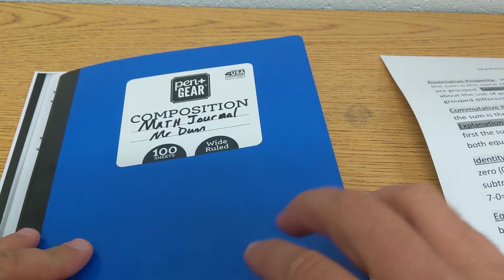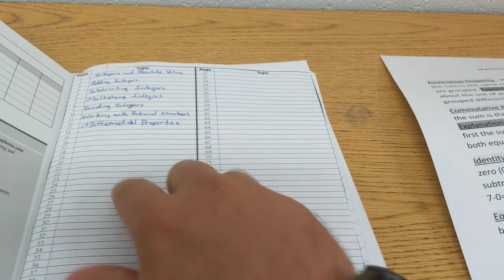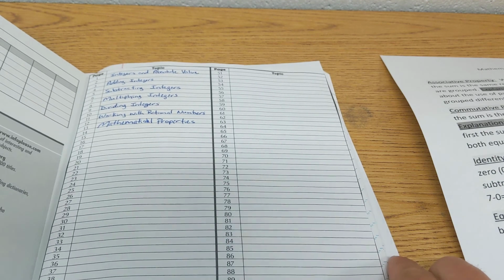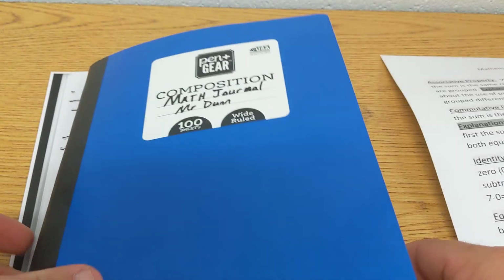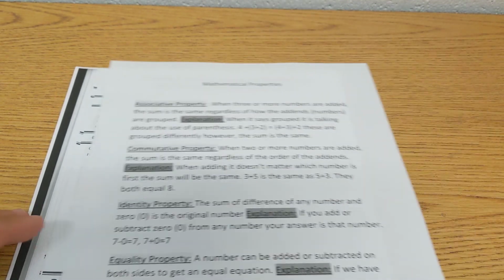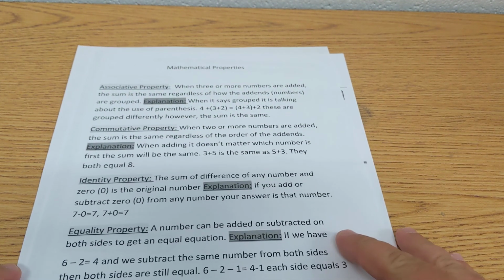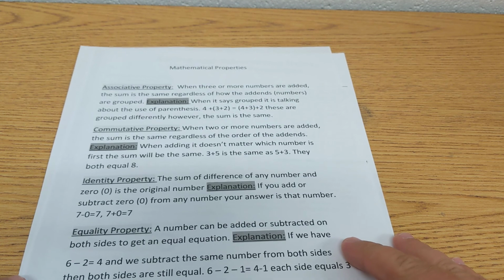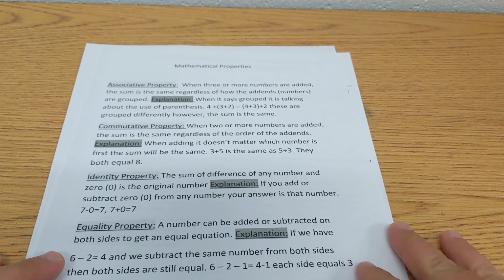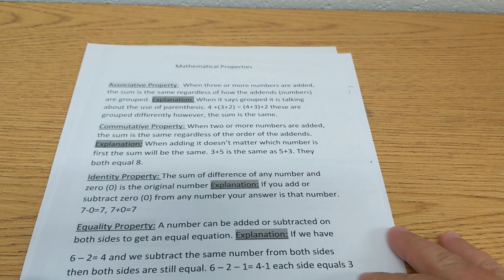So first thing we're going to do is put it into our math journal. We got page 13, mathematical properties. So we're going to do this first. Now we'll go over the mathematical properties. This is going to be available on Google Classroom, that way you can always go back and look at it.